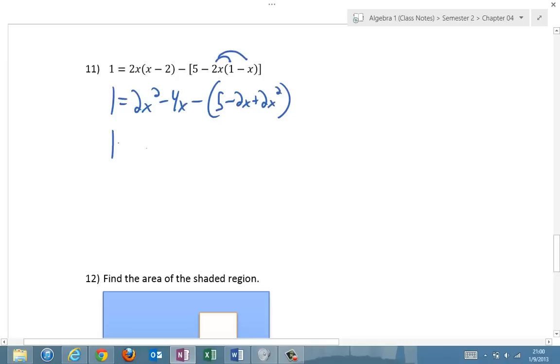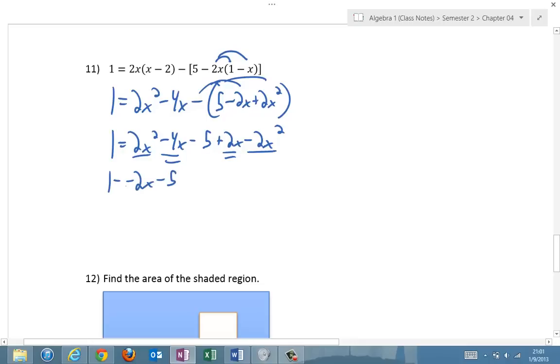Now I'm going to keep going with this right side. We have to distribute this negative 1 to all three of those. So I have 2x squared minus 4x minus 5 plus 2x minus 2x squared. Add like terms. The 2x squared minus 2x squared drops out. The negative 4x and the positive 2x become negative 2x, negative 5.